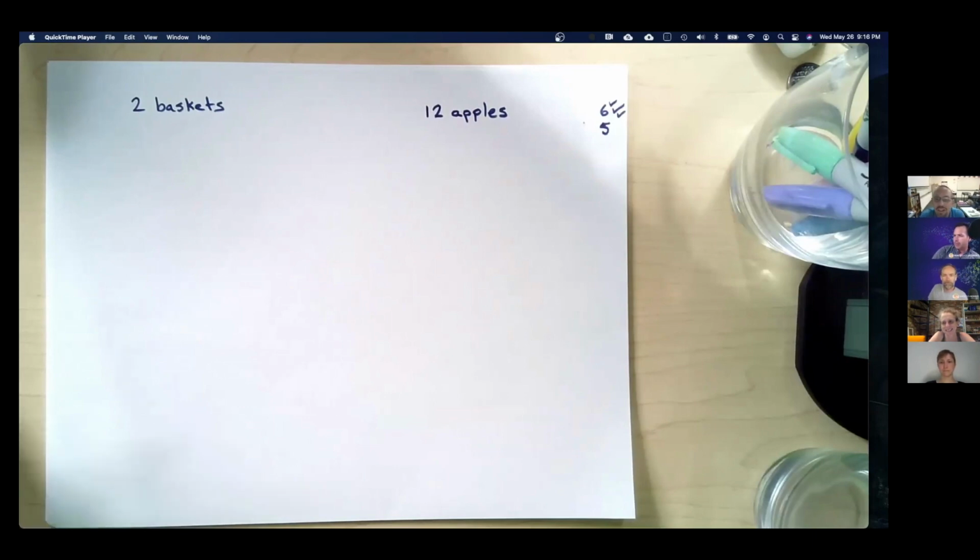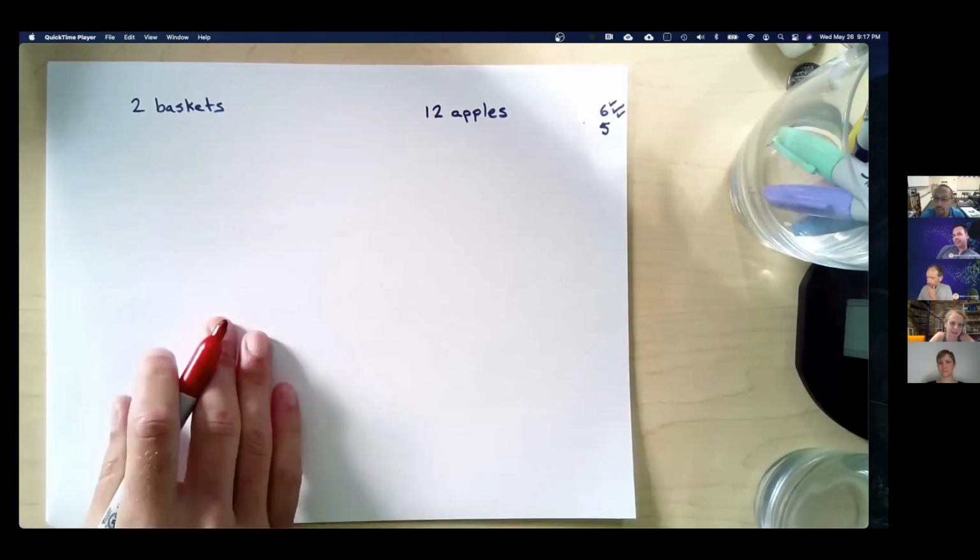Yeah, well, since there's 2 baskets and we have 12 apples, so I'm going to take 2 apples out of that, and that leaves 10. And then if I put those 10 into 2 piles, I'll get 5.